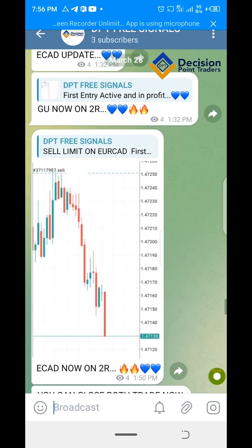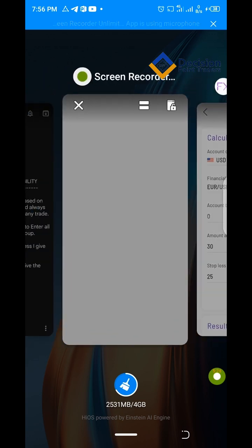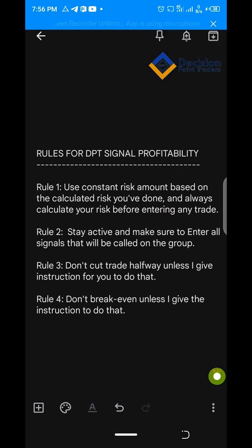So same thing. Please, like I said, always follow rules. Let me give you the rules that guide the DPT signal service. Okay, the rules, let me check. I already wrote it down here. So you can see I wrote here rules for DPT signal profitability. If you want to be profitable with our signal, follow all these rules.